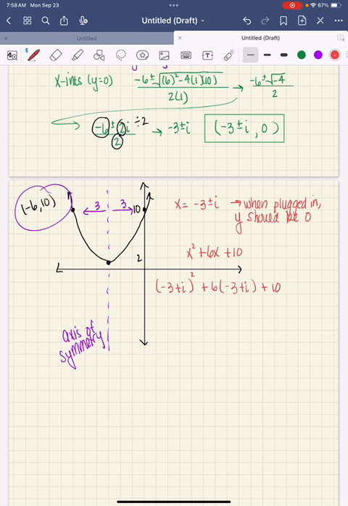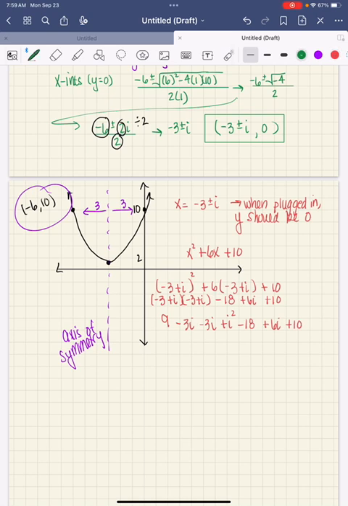When you square a number, multiply it by itself. I'm going to distribute. So when you multiply out negative 3 plus I times negative 3 plus I, make sure you're distributing. So this becomes 9 minus 3I minus 3I plus I squared minus 18 plus 6I plus 10.